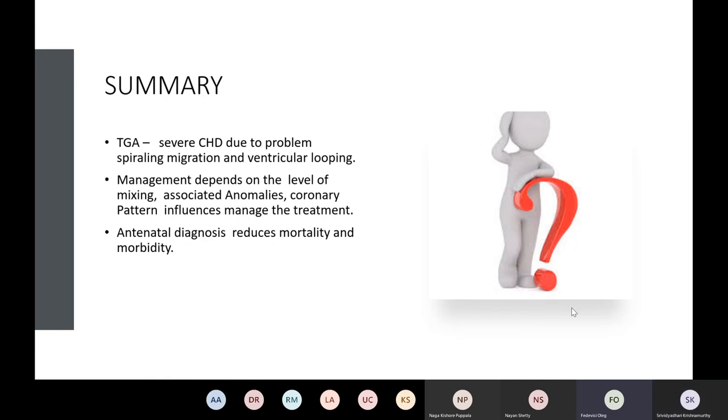It's a nice talk. But one thing we missed to discuss today is, in associated anomalies, TGA can have isolated coarctation. And TGA can have arch abnormalities and, importantly, Taussig-Bing anomaly. That's something we didn't touch today.